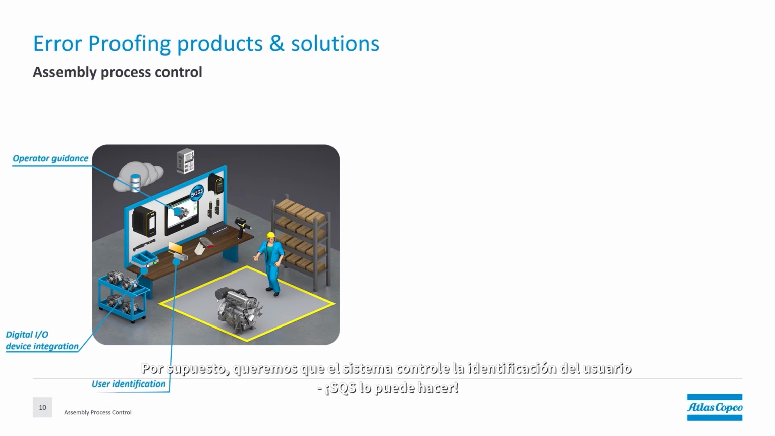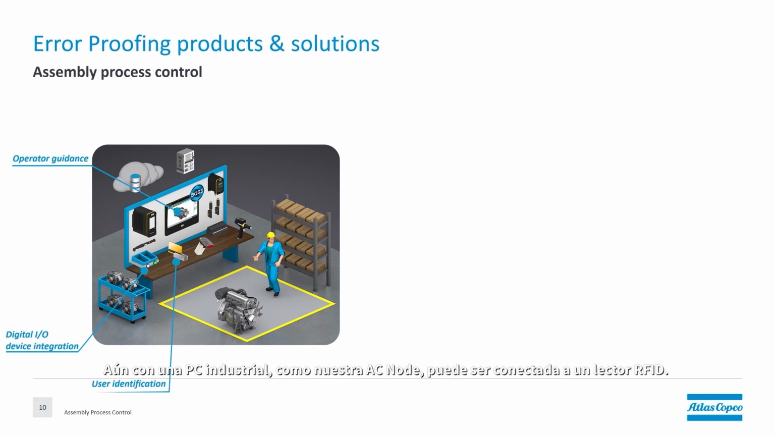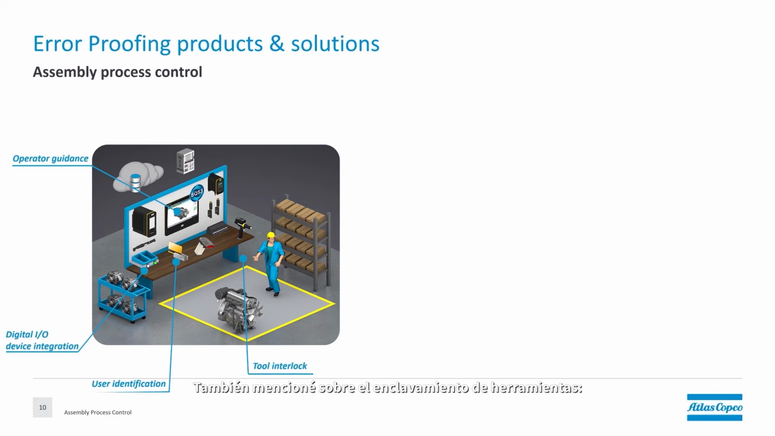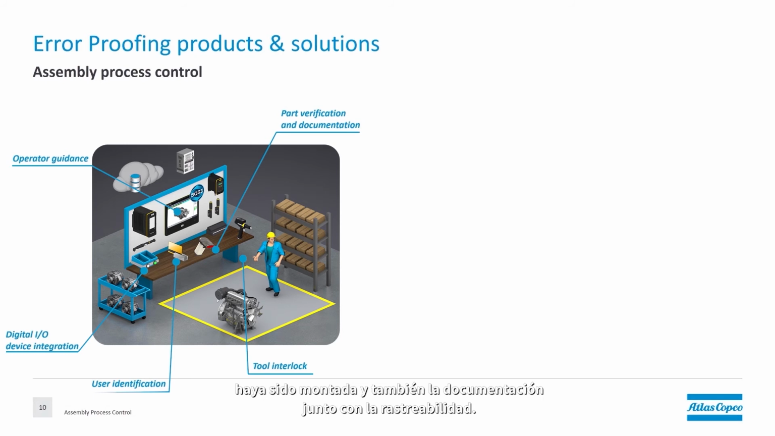Now, of course, as I said before, we want the system to control the user identification. SQS does that. The industrial PC has an embedded RFID reader, the AC node, for example, and then you can directly identify the operator. So before starting a process, make sure that the right operator is there, okay? I also mentioned the tool interlock. Of course, we are controlling the right tool, the right parameters at the right moment. We're doing part verification, part documentation. The system is able to control that and verify that the right part is being mounted, and also document and trace that for later on.